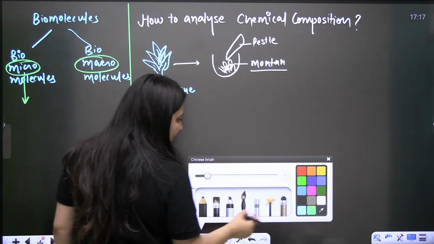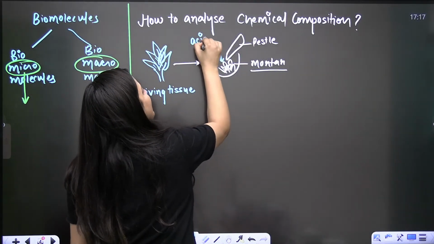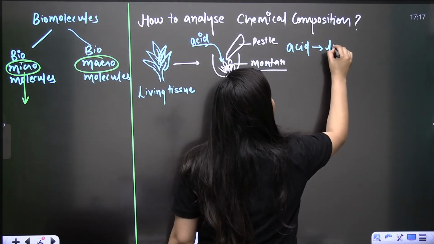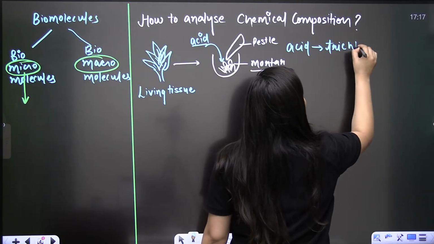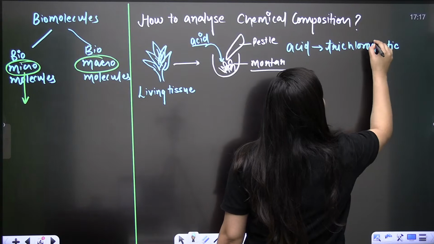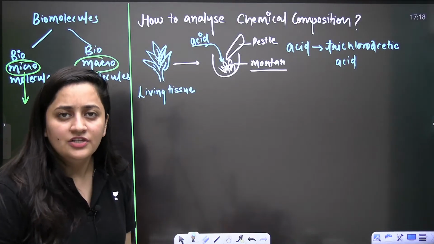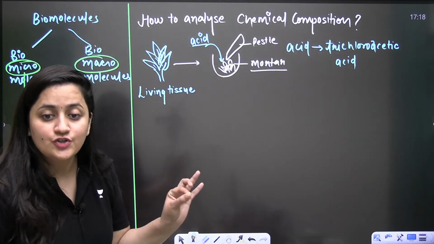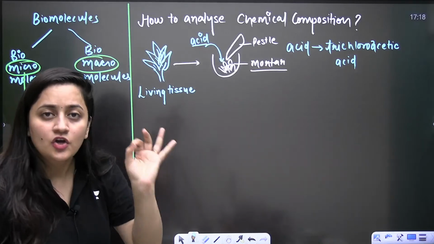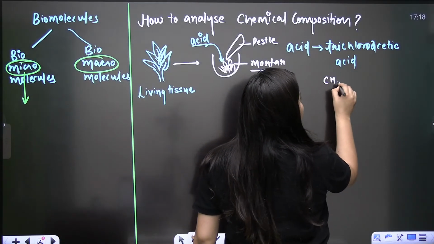Now you have to add one acid, and the name of that acid is trichloroacetic acid. You need to add trichloroacetic acid here. Write it down in the chat section quickly. What is it? Trichloroacetic acid. You know about acetic acid, isn't it?